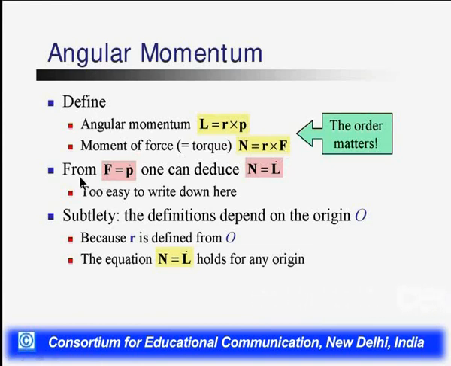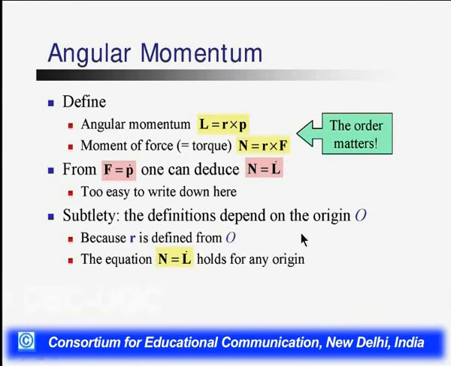Then from F is equal to P dot, we can deduce N is equal to L dot, because here we have F is equal to P dot, then we can put the value of N here, and we use it as N is equal to L dot. N is the moment of the force, or we can define it as the torque, which is equal to the derivative of the angular momentum. For the torque, N is equal to L dot.